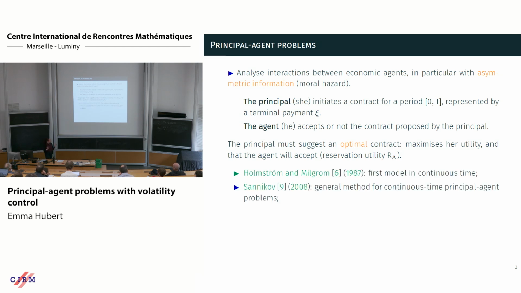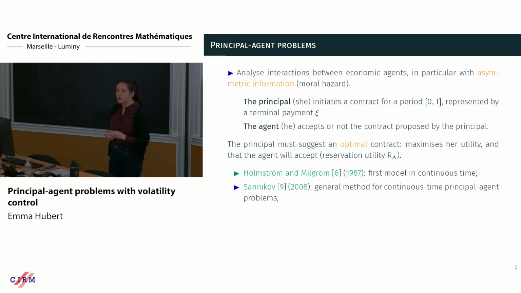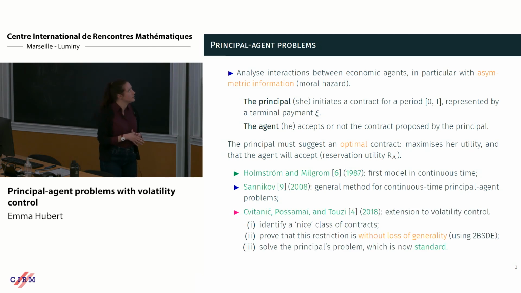There are a lot of papers on this. Before Holmstrom and Milgrom, there were mostly discrete time studies of this type of problem. The Holmstrom and Milgrom paper was basically the first model in continuous time. Then there was the paper by Sannikov, who developed a general method to solve this continuous time principal-agent problem, basically using the continuation utility of the agent. And more recently there was the approach by Nizar, Dylan, and Yaksha, who extended the approach by Sannikov to make it more general, more rigorous, and especially to be able to tackle the volatility control problem.